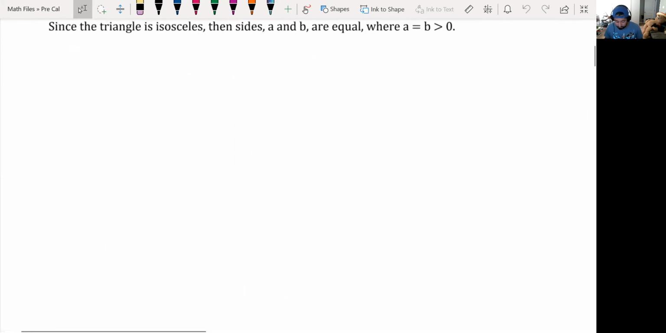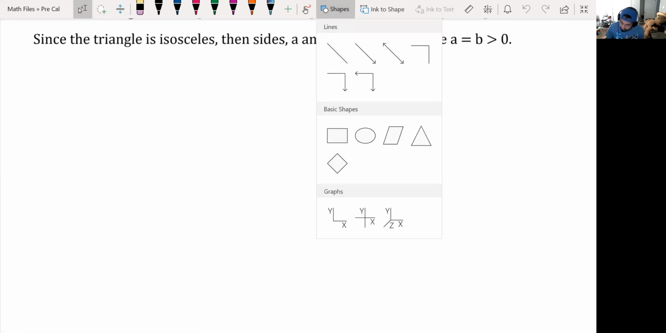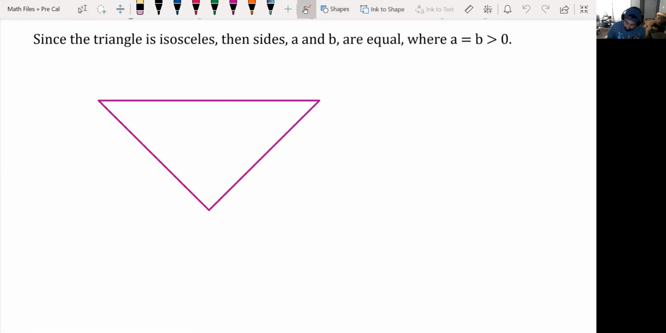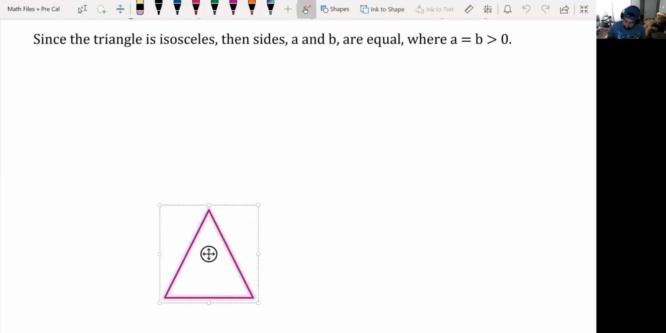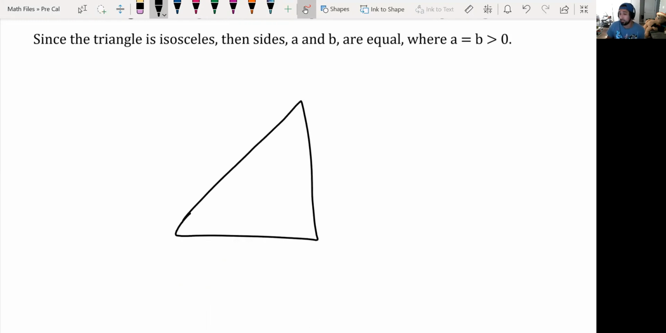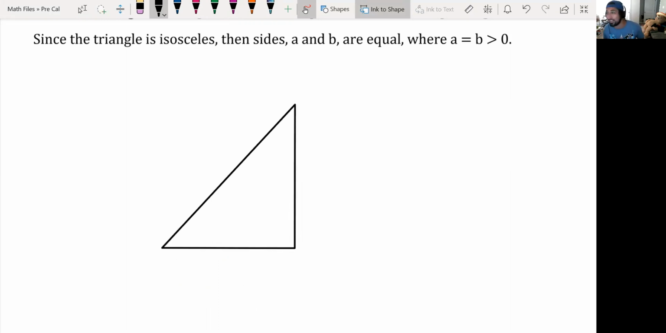Let me see. Play with my room here. I'll do that. And is there a right triangle tool? I have no idea. Let me try. No. So I'll just draw my own. Okay. So we'll start with an isosceles right triangle. Where's your ink to shape? I should probably do that. My shapes are terrible. Yay, there we go. Look at that. Beautiful. Okay.